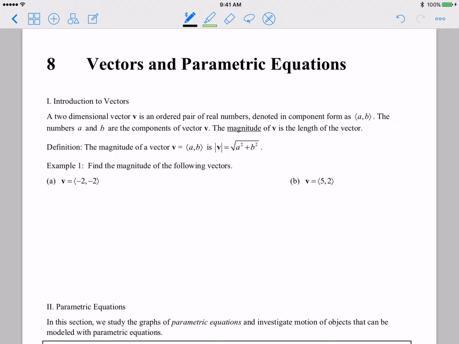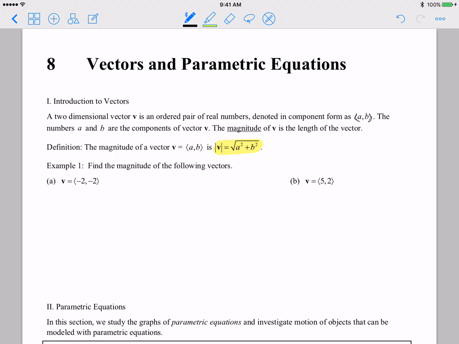So a vector is basically an ordered pair of real numbers, and we denote it in component form as [a, b]. Now, we don't have parentheses on the ends there because that would indicate it was an ordered pair. We have these brackets here to indicate that it is a vector. The numbers a and b are the components of vector v, and we call the magnitude of vector v the length. The formula for the magnitude is given by this equation right here. That is something you're going to want to have memorized as we talk about vectors and parametric equations a little bit later on in the school year.